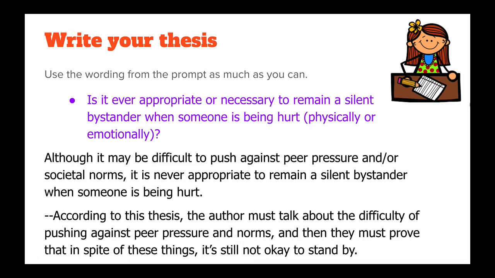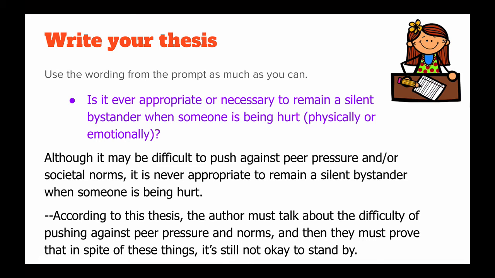So according to this thesis, the author's going to have to talk about the difficulty of pushing against peer pressure and norms, and then they're going to have to prove that even though that can be really hard, it's still never going to be okay to be a bystander. Now, that might be where you want to include some textual evidence that talks about, say, the detrimental harm that bystanding causes not only to the victim, but to the person who's being a bystander, or something like that.